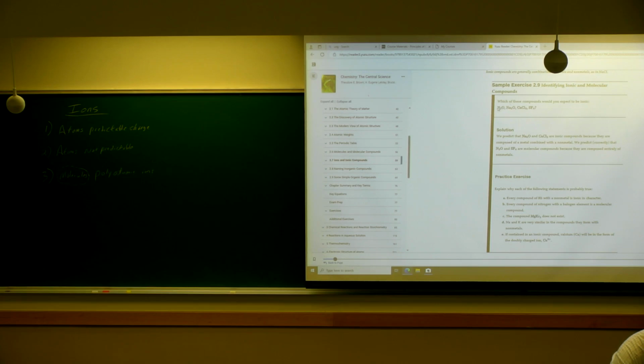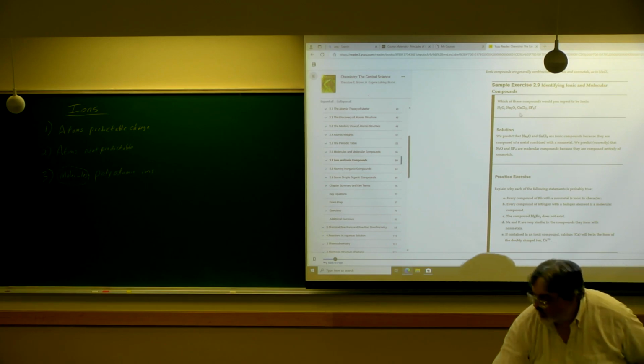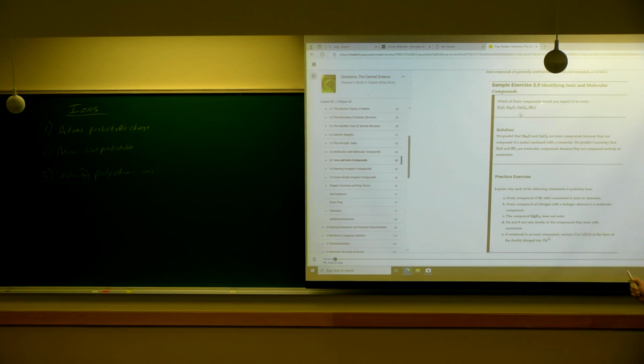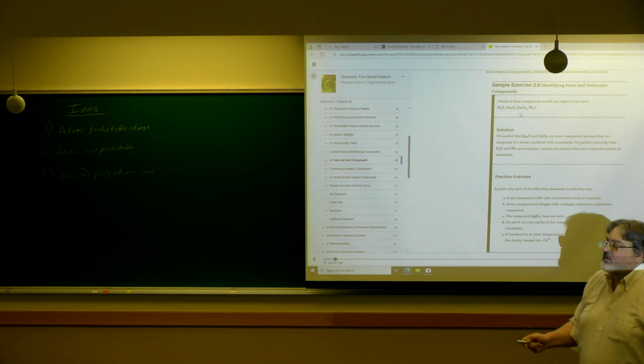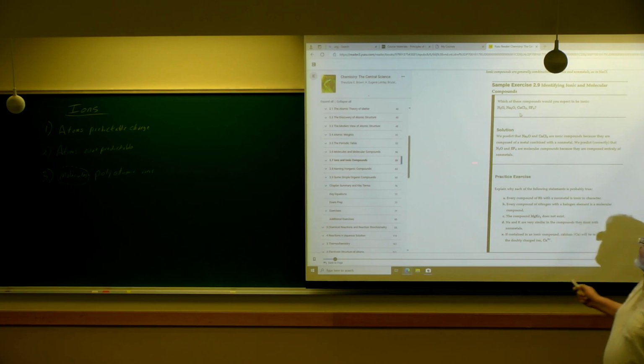Based on what I've already told you, you can decide which of these are ionic compounds and which are not. Do you know how to tell? Nitrogen and oxygen, this whole molecule made up of nitrogen and oxygen. Those are nonmetals, so that's a molecular compound. Sodium and oxygen, well here's oxygen, it's the nonmetal. Sodium's over here, it's a metal, so that's an ionic compound. You see?